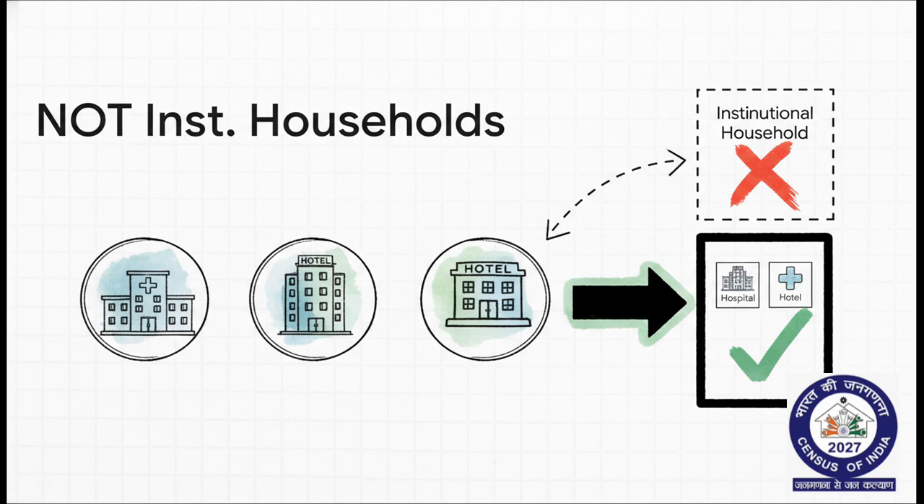And here's a really key clarification. Even though a place like a hospital or hotel is obviously an institution, for this survey, you do not mark them as institutional households. Why? Because they have their very own specific codes back in question 7, like hospital/dispensary or hotel/lodge. So your rule is always pick the most specific category you can find.